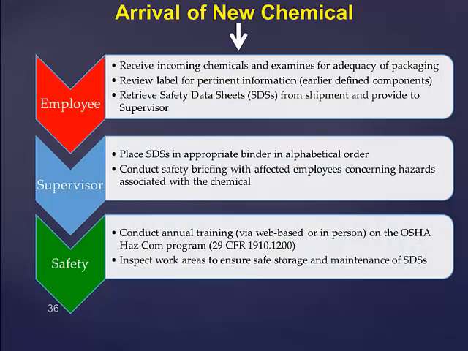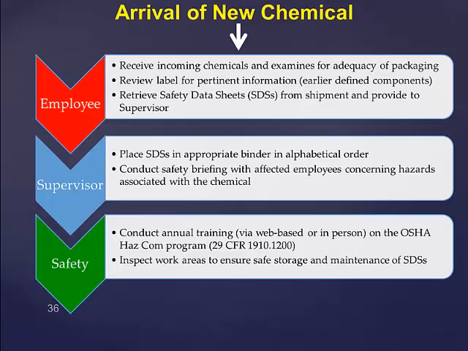With the arrival of a new chemical to a lab or other workplace, what should stakeholders do to maintain compliance with the hazard communication standard? The employee will receive incoming chemicals and examine for adequacy of packaging, review label for pertinent information, and retrieve safety data sheets from shipment and provide to supervisor.